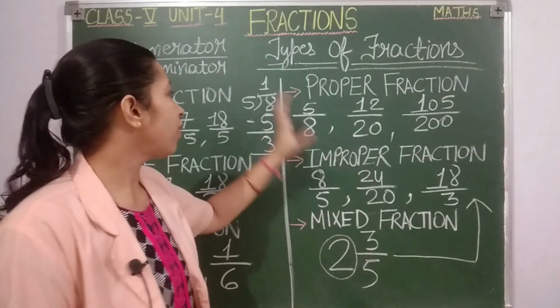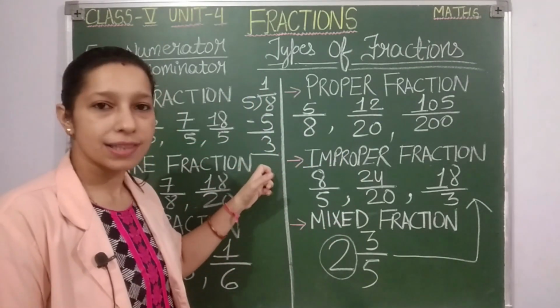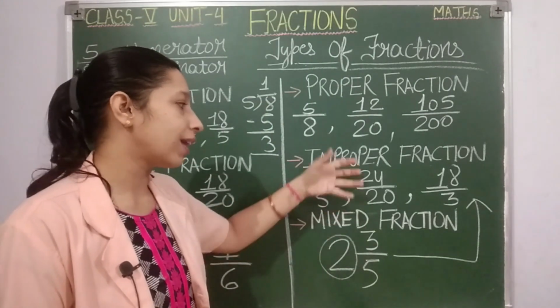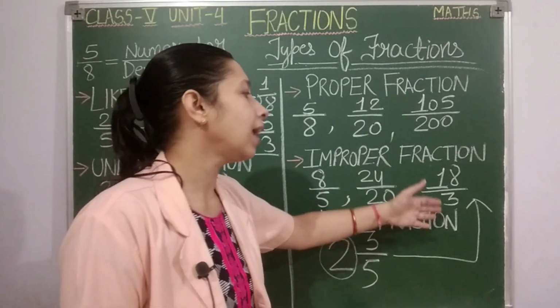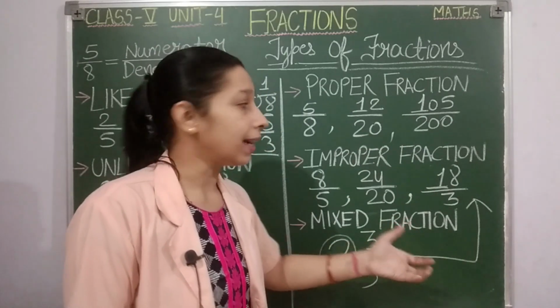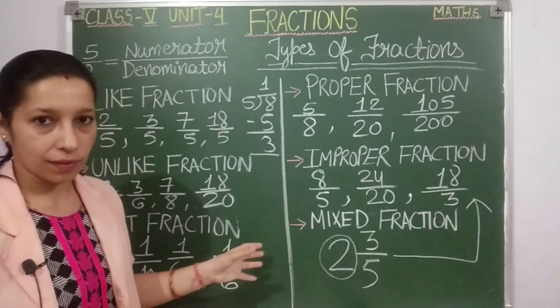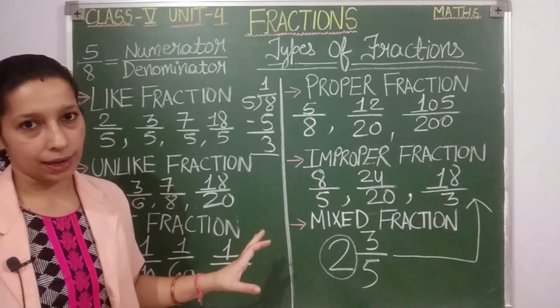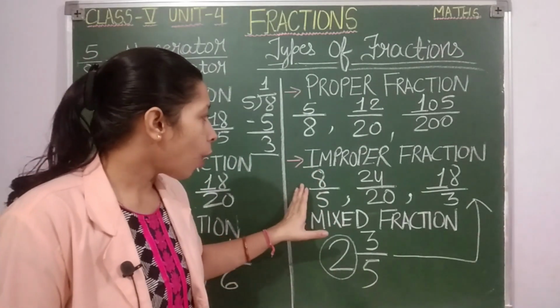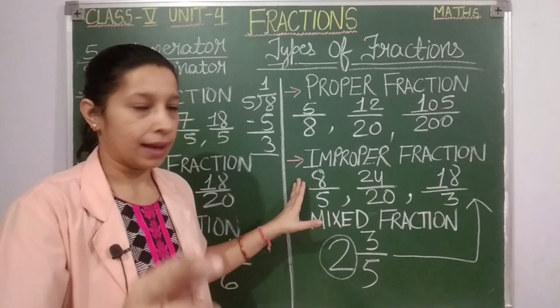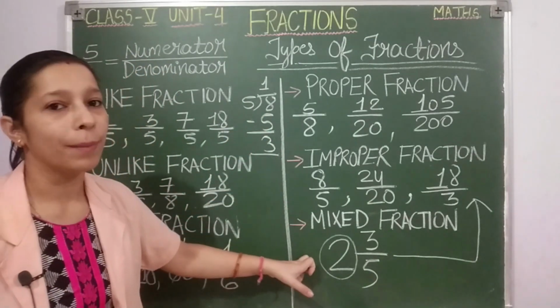Improper fraction means we can divide, and we will get some remainder. Here also, 24 by 20, when you divide, you will get some remainder. 18 by 3 will be exactly divisible, isn't it? So improper fraction can be divided, but proper fraction cannot be divided. And as improper fraction can be divided, after dividing only you will get the mixed fraction.